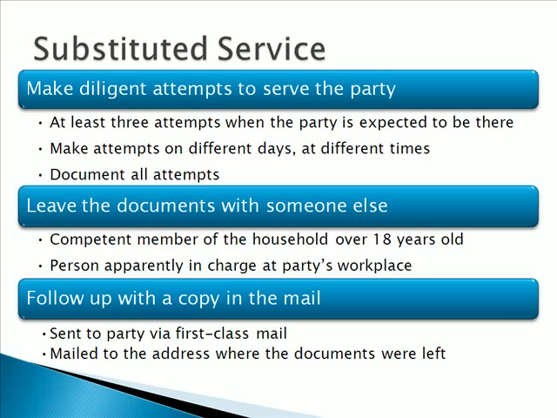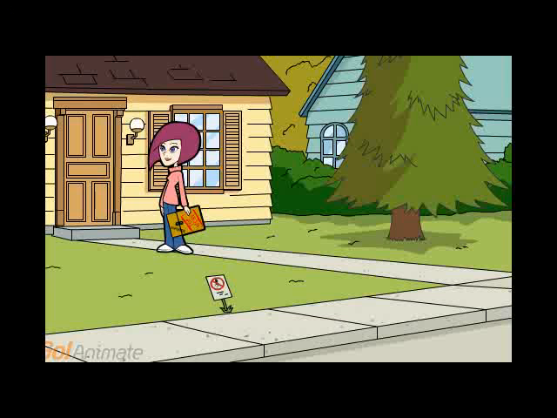If personal service is not possible after diligent attempts, papers may be left with someone over the age of 18 who is either a competent member of the household or the person apparently in charge at the party's place of business at the time of service. Copies of the documents must then be mailed to the party at the address where the server left the documents. Substituted service is not complete until the documents are mailed to the person being served. Here's a demonstration of proper substituted service.